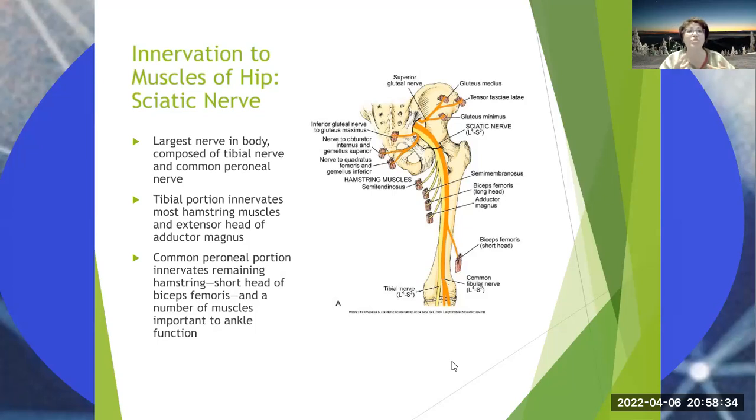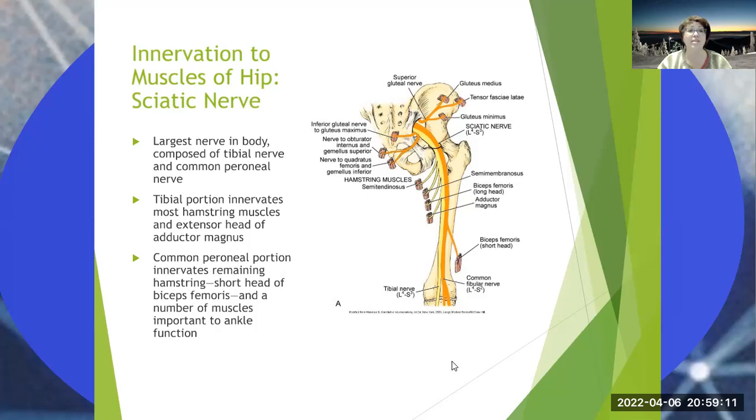So the tibial portion of the sciatic nerve innervates most of the hamstring muscles and the extensor head of the adductor magnus. So it makes sense. The sciatic is the main posterior nerve, and it innervates the extensors, which are on the posterior surface. Makes sense, right? The common peroneal portion of the sciatic nerve innervates the remaining hamstring, the short head of the biceps femoris, and a lot of muscles lower down in the legs. So we'll talk about those in the next few chapters.